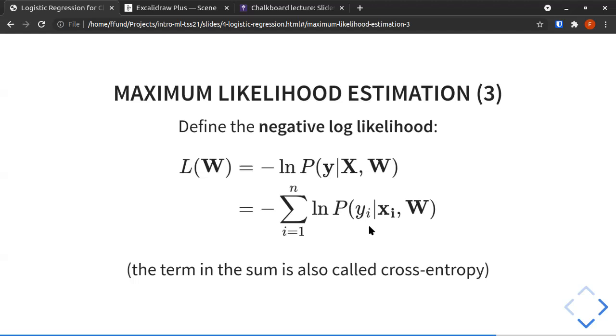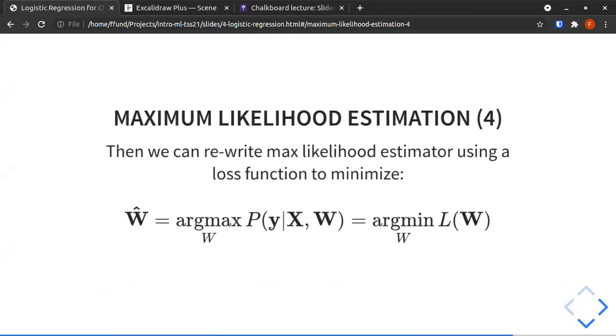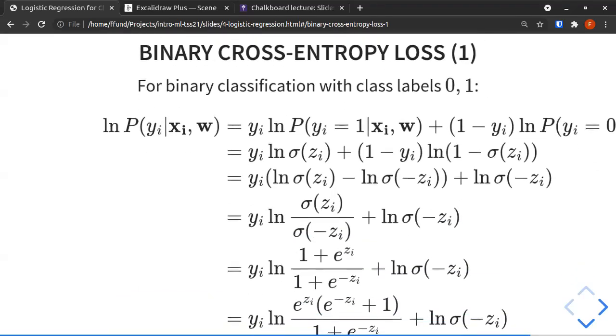That will give us the weights such that we have the highest probability of observing the actual values that we observed. So we can rewrite our loss function as, instead of maximizing the probability, we can minimize the negative log likelihood. Now, for binary classification, I'm not going to go through this algebra on the slide, so you can read it later. For binary classification, we end up with the following.